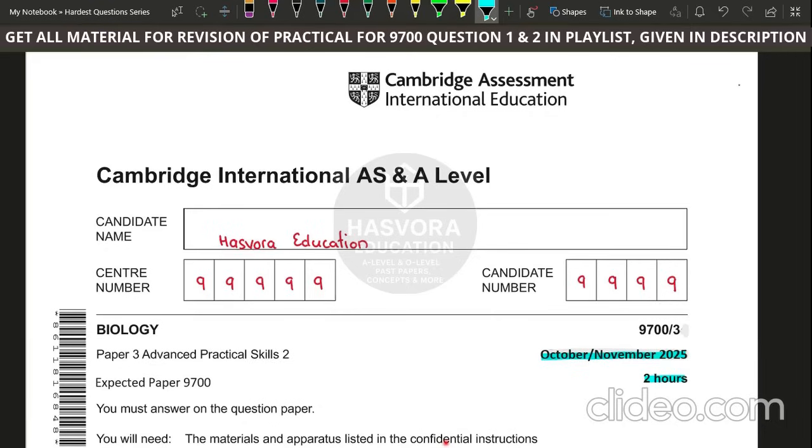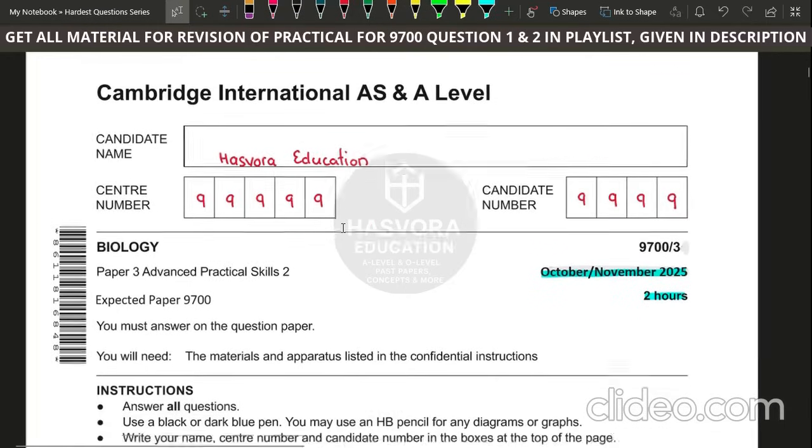So this is the expected paper for question number 1. Without further ado, let's start, because I don't want your brain cells to suffer more.